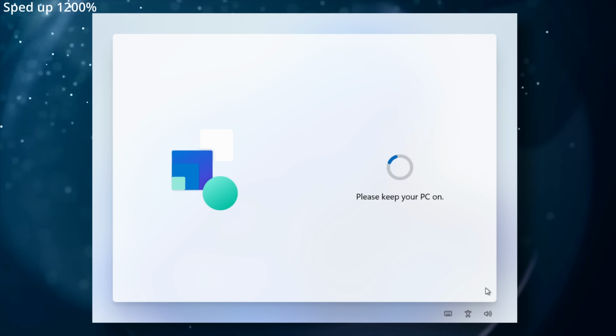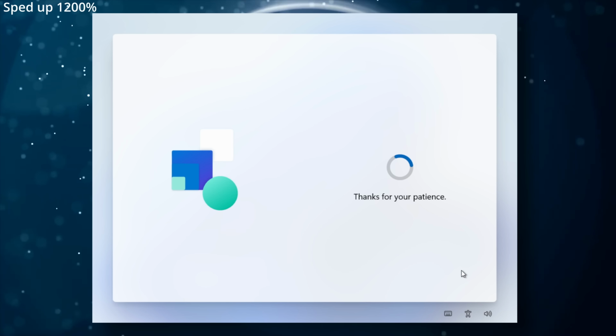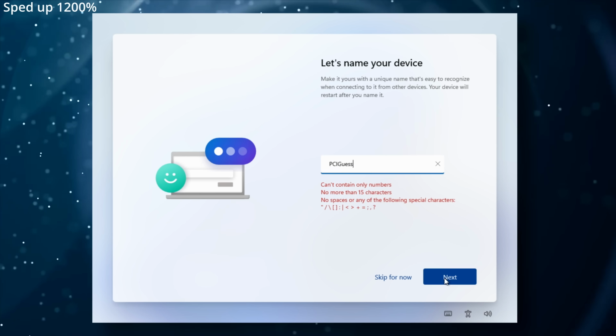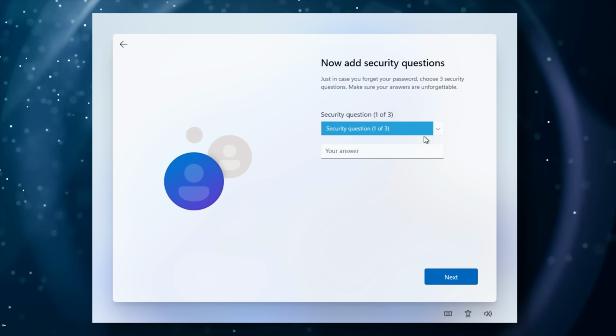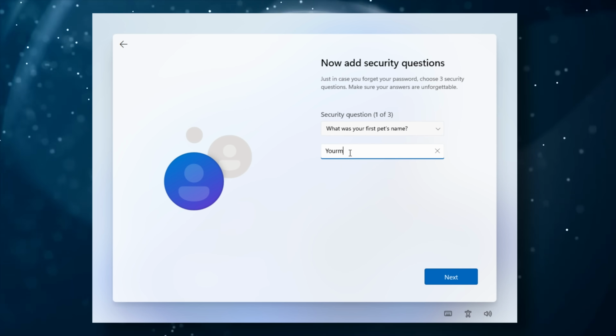Now, these constant loading times and reboots and restarts and please wait are super jarring, and they really make you feel like Microsoft doesn't know what it's doing. It's just setting up a user account. Unfortunately, unless you remove internet access to your device, there is no setting up a computer without a Microsoft account, which is very annoying.